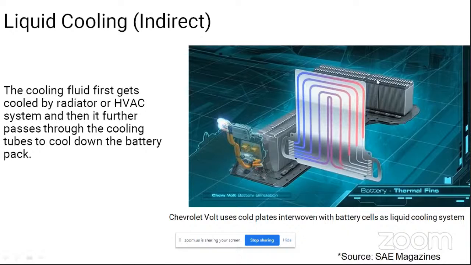Here you can see there is a battery pack, and beneath that there is a cooling plate. If you go into detail of the cooling plate, this is the detail of the plate. In between the cooling plate there are small tubes passing through. The liquid coolant goes through those cooling tubes, cools down the battery pack, takes away the heat and comes outside. That is the way liquid cooling works. This is a picture of the Chevrolet Volt cooling system. The Chevrolet Volt uses this liquid cooling system.